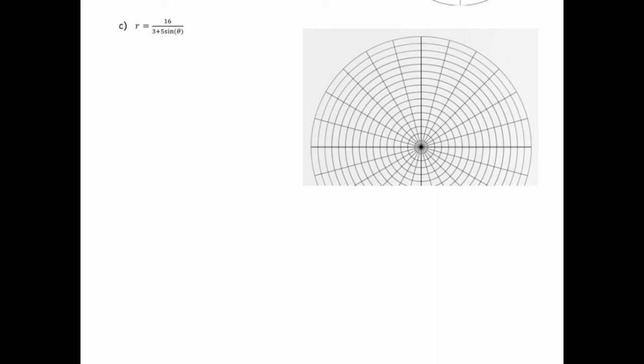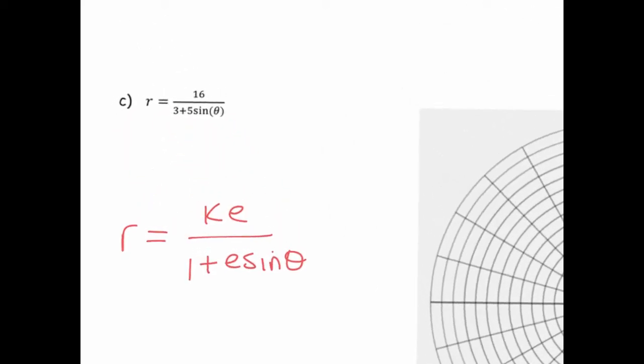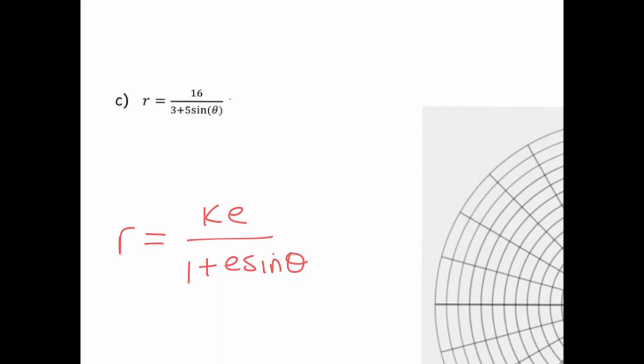And let's finish with one more graph here. So again, the first thing to do is make sure you can match it to its standard form. So the standard form for this one would be r equals ke divided by 1 plus e sine of theta. And again, that 3 down there in the denominator should be a 1. So I need to do a little maneuvering here. So I'm going to divide the top and the bottom by 3.